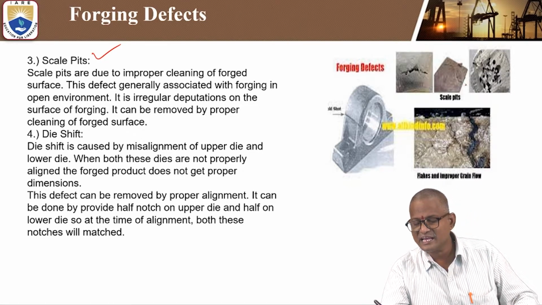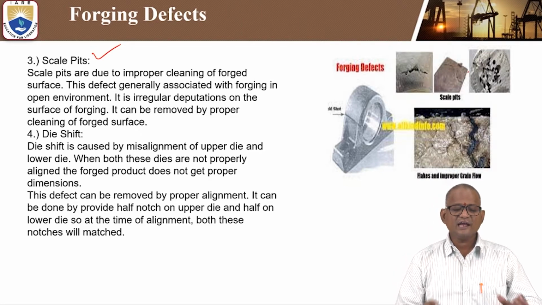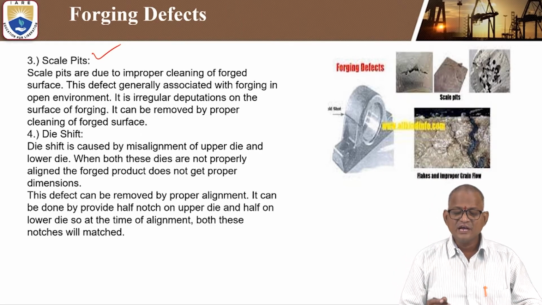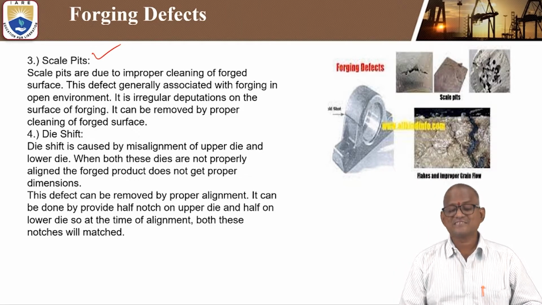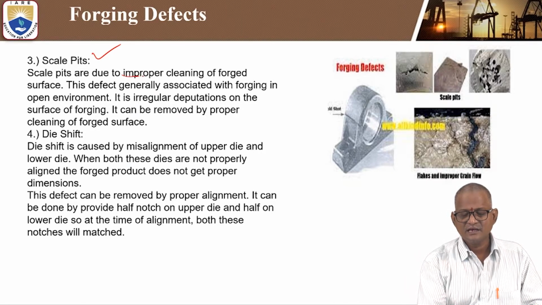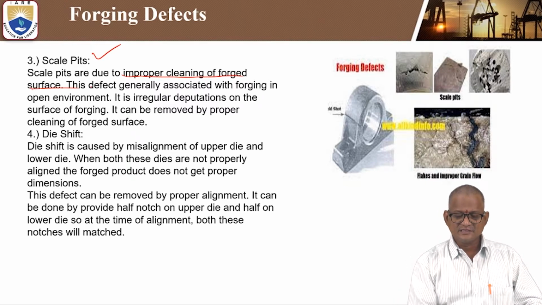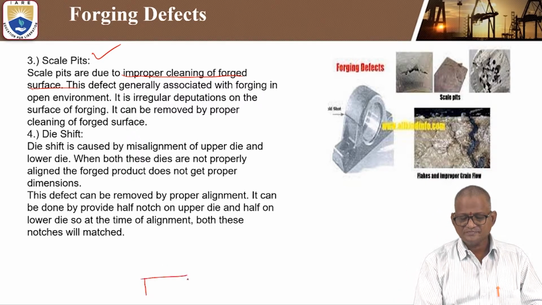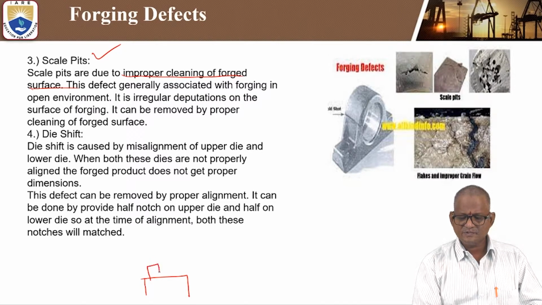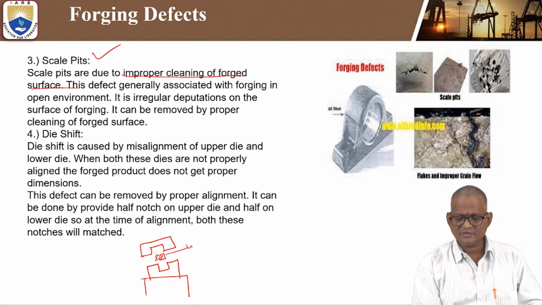Look at this, these are the scale pits. Actually, scale pits are due to improper cleaning of the forging surface. This is very interesting. Improper cleaning of the forging surface. So there will be a workpiece, and we can keep the upper die, closing die, and here you can keep the workpiece. This is called the workpiece.